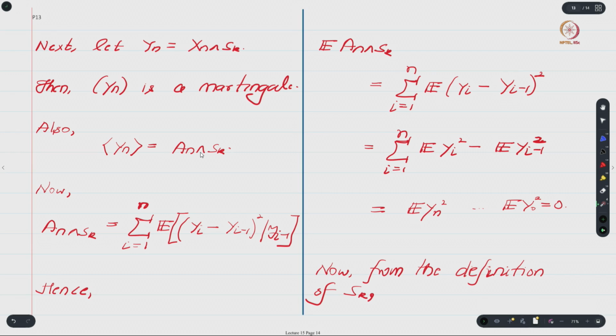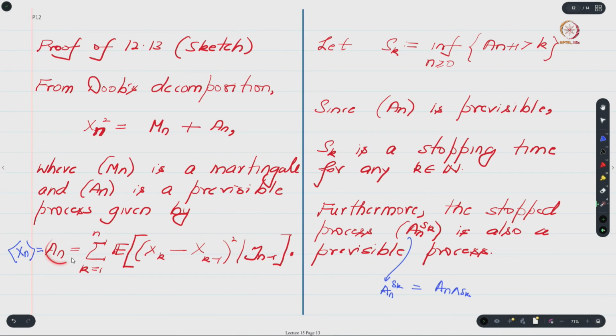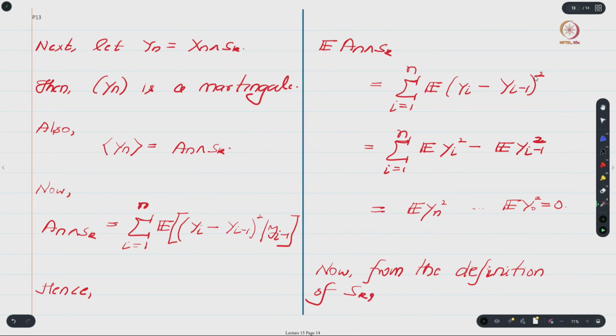So let's summarize what we have done. A_n is the angle bracket process associated with X_n, and if we define S_k in this way and stop X_n at S_k to define Y_n, then Y_n is a martingale, and the angle bracket process of Y_n is the stopped angle bracket process associated with X_n, and that stopping has to be with S_k. Is that okay?